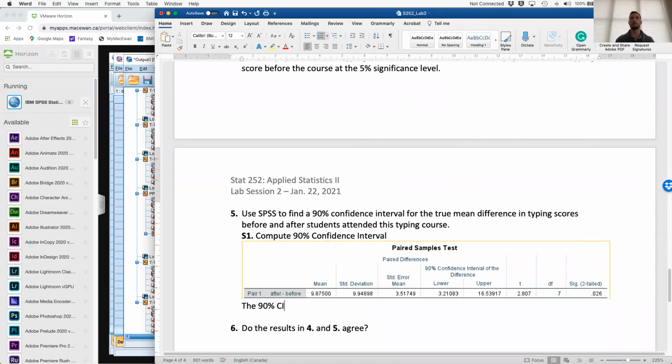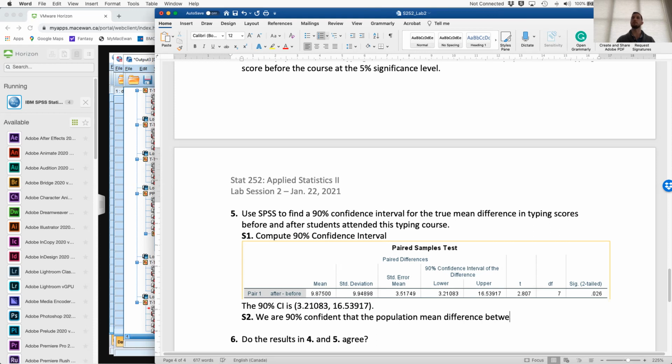So the 90% CI is 3.21083 to 16.53917. Okay, so then we can say at the 90% confidence, or we are 90% confident, sorry, that the population mean difference between the typing scores before and after the course is between 3.21 and 16.54.